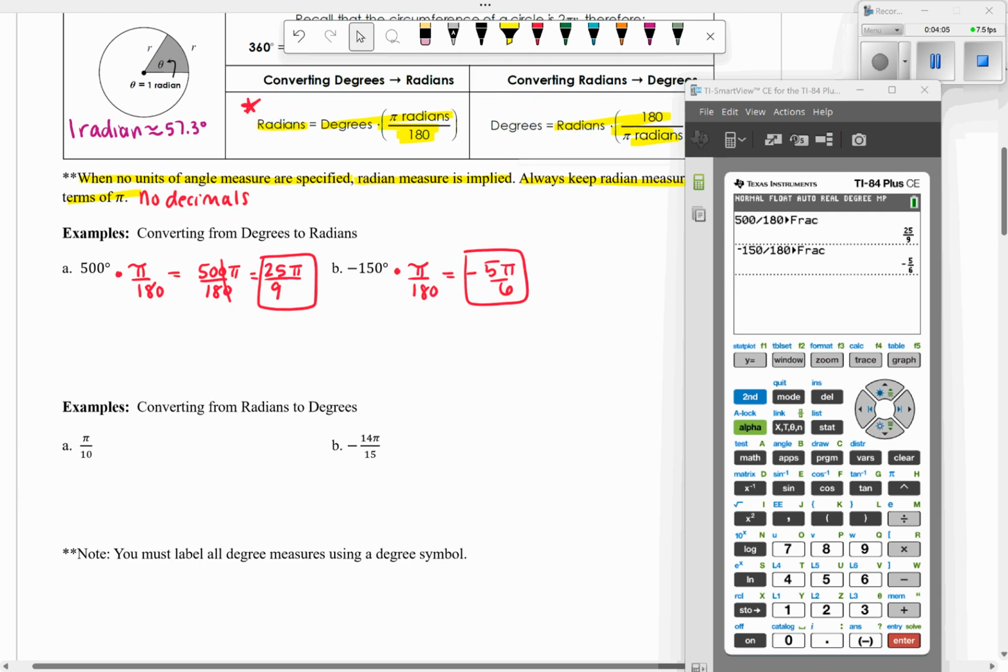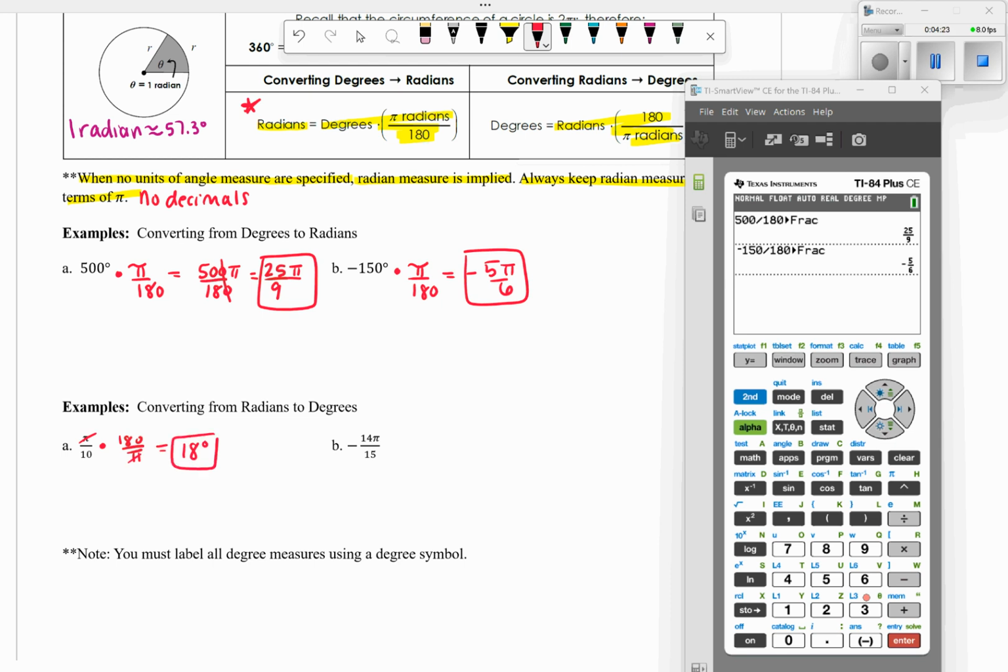To convert from radians to degrees, and we know these are radian measures because there's no degree symbol. You always have to label a degree with a degree symbol. We multiply this by 180 over pi. So then your pi's cancel out and you're left with 180 over 10, which is just 18 degrees. Over here, again, same thing, multiply by this 180 over pi.